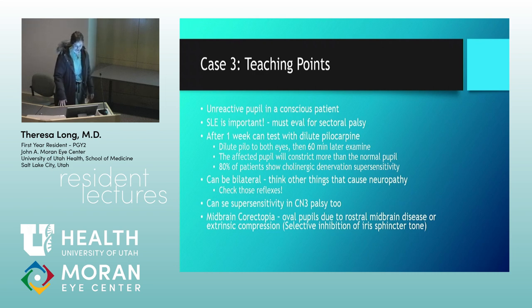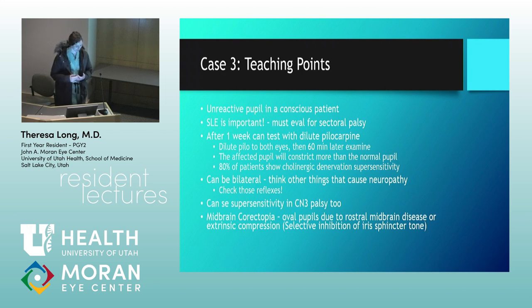An unreactive pupil in a conscious patient, also a large unreactive pupil in a conscious patient. Your slit lamp exam is really important, and the sectoral palsies can be really subtle. After a week, you can test with dilute pilocarpine. You put your dilute pilocarpine in both eyes, you wait an hour, and then the affected pupil should constrict more than the normal pupil. 80% of these patients will show cholinergic denervation supersensitivity. It can be bilateral. Check your reflexes.